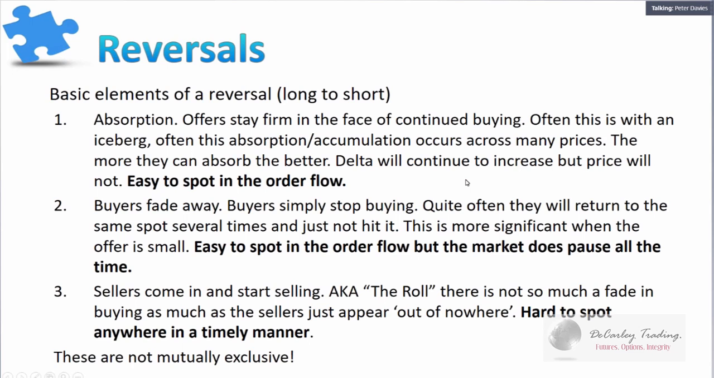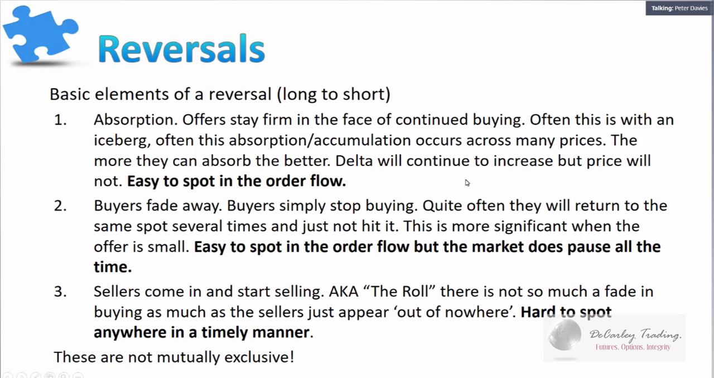The second thing that we will see, second element of reversal, is buyers fading away. And this is where we get to a price and just nobody wants to buy anymore. So sometimes that's a gradual change. So you might see 1,000 contracts trade, then you tick up. At the next price you trade 600, we move up. Next price 300, and we move up. Next price 45 trade, and we're done.